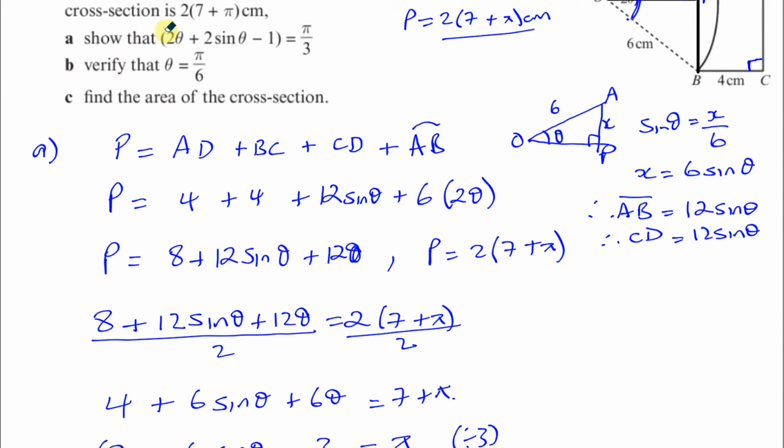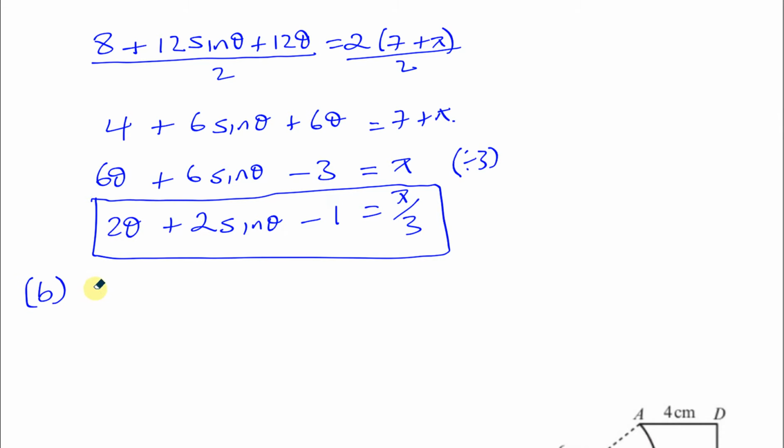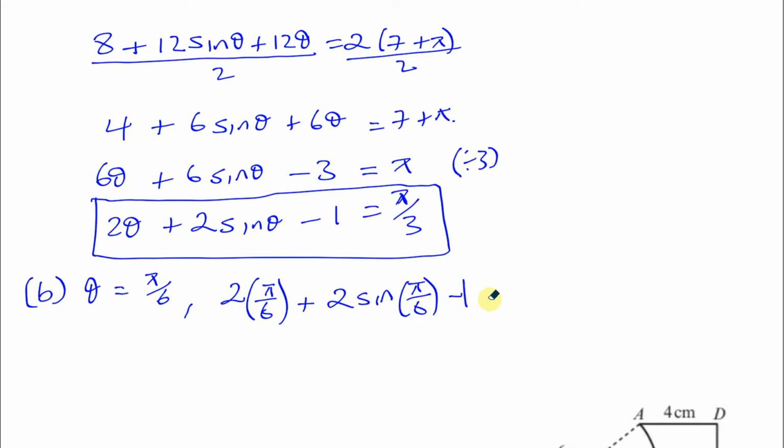Then it says verify that theta equals pi over 6. So part B says verify that theta equals pi over 6. Now if theta equals pi over 6, then when I substitute theta into this expression, pi over 3 should come out, because it should satisfy this equation. So let's substitute theta as pi over 6 into here. So you have 2 times pi over 6 plus 2 times the sine of pi over 6 minus 1.